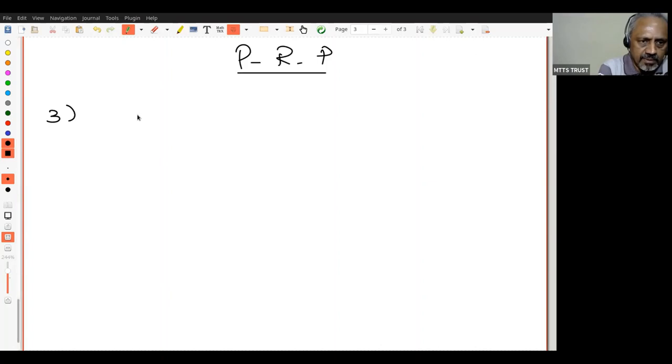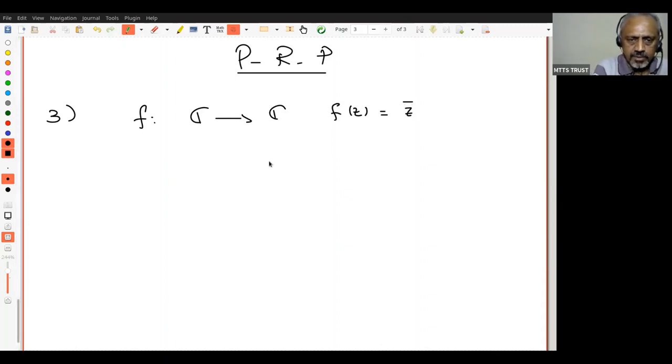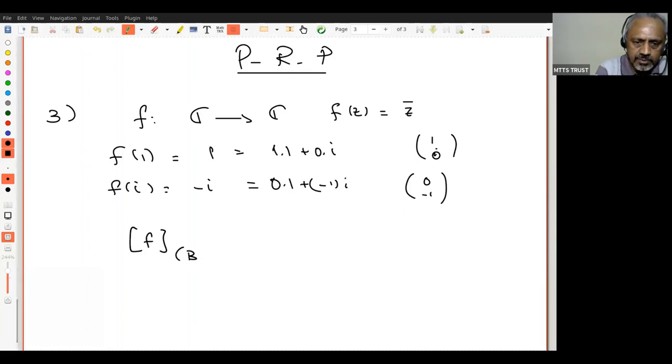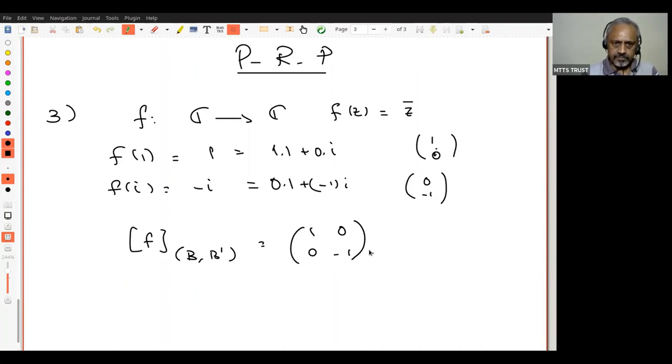Let us look at another simple example, the same thing from C to C. Now let us look at f of z equal to the complex conjugate, z bar. Therefore, where will f of 1 go? It will go to 1. Where will f of i go? Minus i. This is 1 times 1 plus 0 times i. This is 0 times 1 plus minus 1 times i. Therefore, what are the coordinate representations? 1 comma 0, and for this, it is 0 comma minus 1. Therefore, the matrix representation with respect to B and B dash for this is 1, 0, 0, minus 1. Do you understand this?